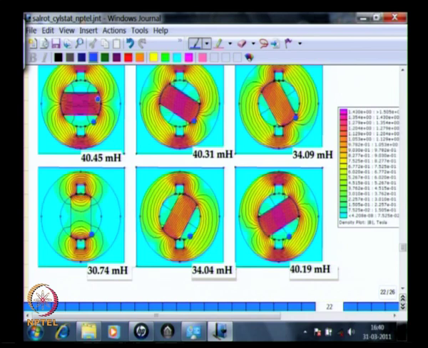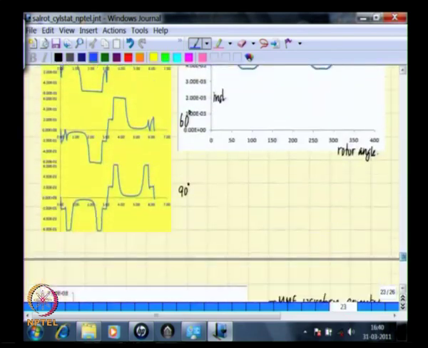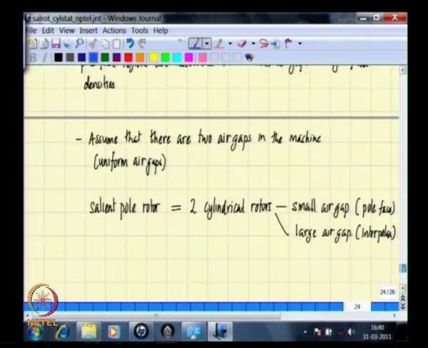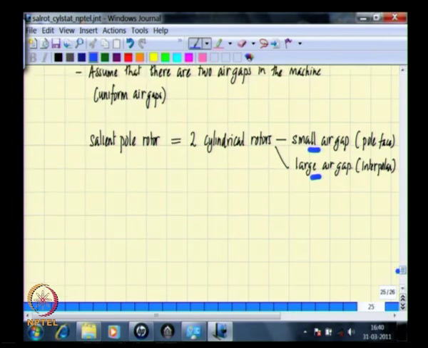The region of the pole face is going to be rotating as the rotor rotates. The interpolar region also changes as the rotor rotates, and therefore in order to find out the MMF that is acting along the small air gap cylindrical rotor or the large air gap cylindrical rotor, how do we find out what is the MMF that is acting?